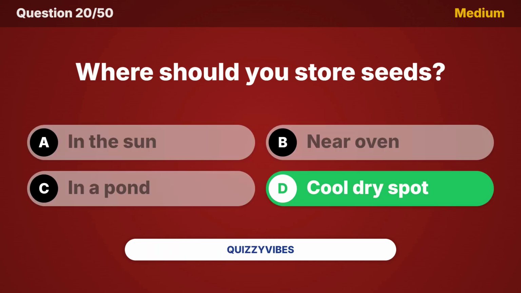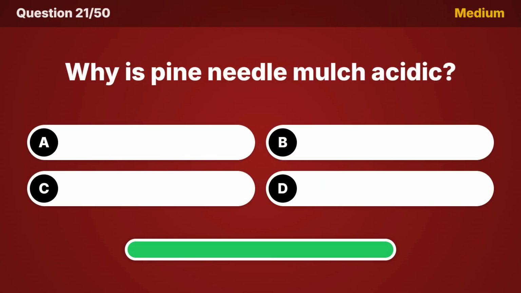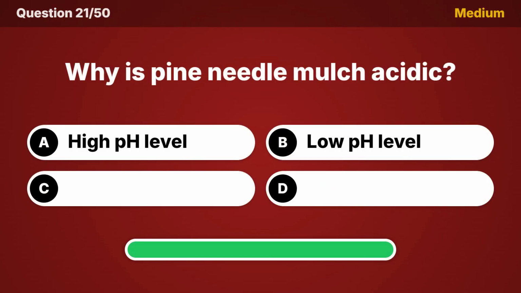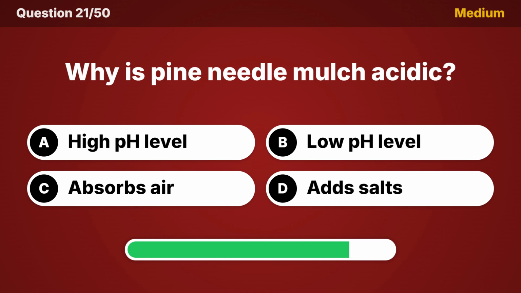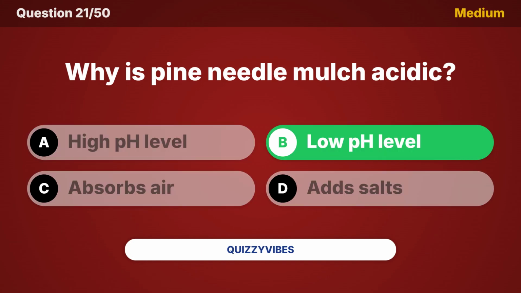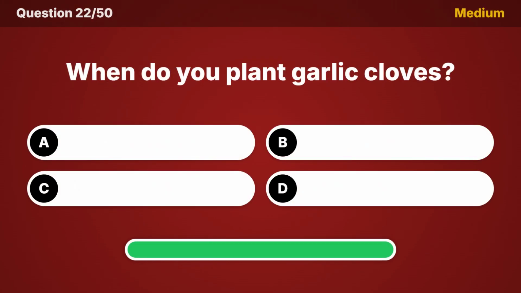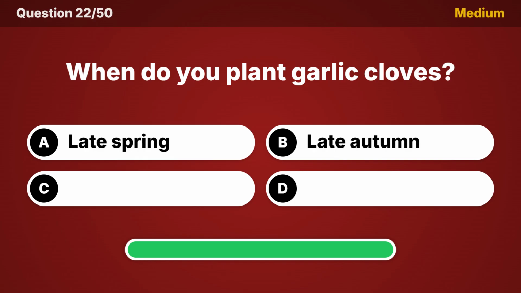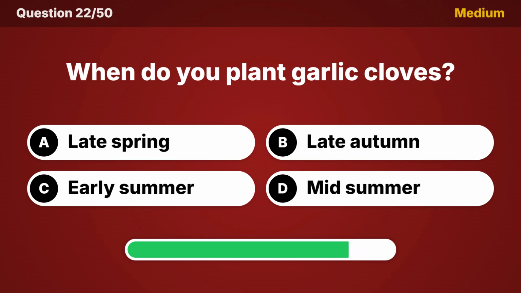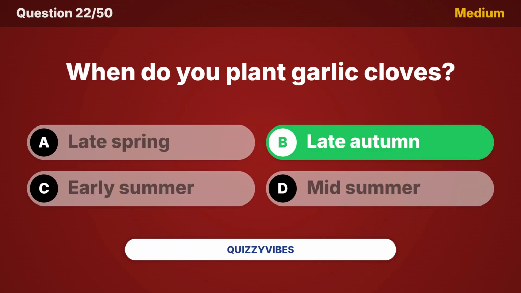Did you guess it? The answer is cool, dry spot. Why is pine needle mulch acidic? Answer, low pH level. When do you plant garlic cloves? And the answer is late autumn.